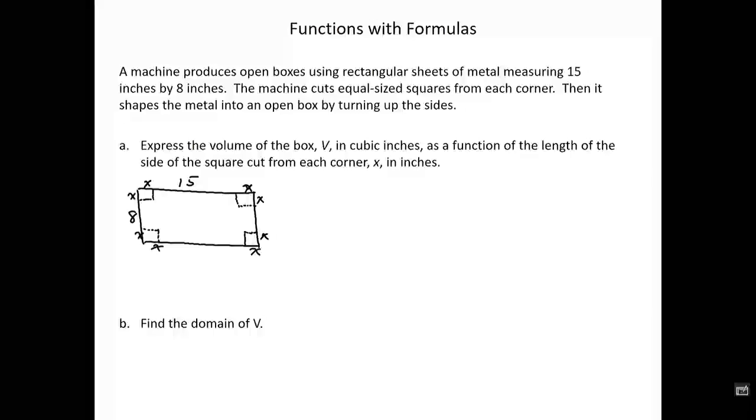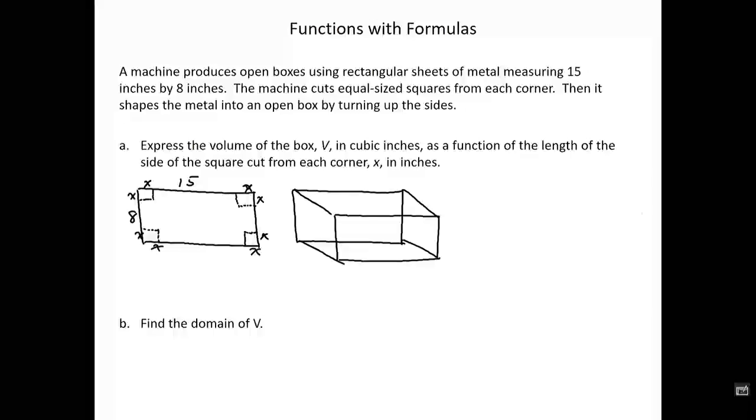All right, now I'm going to shape the metal into an open box by turning up the sides from each corner here. So after cutting equal sized squares from each corner, the open box looks like this. And what we have then, we've cut x on this side, x, and a box of x inches on each side. So then the length now becomes 15 minus 2x. And this is now 8 minus 2x. And the height here is x.